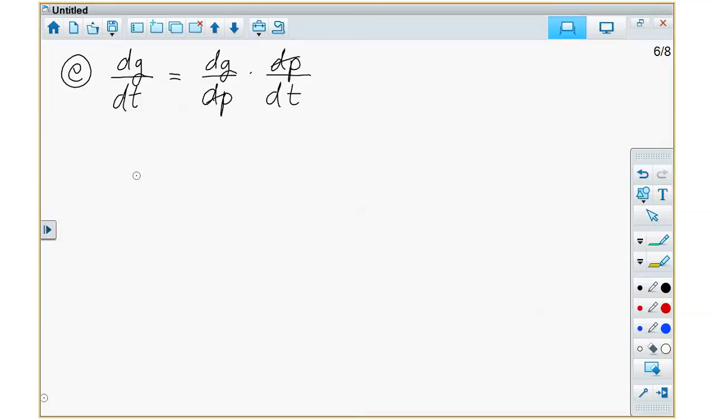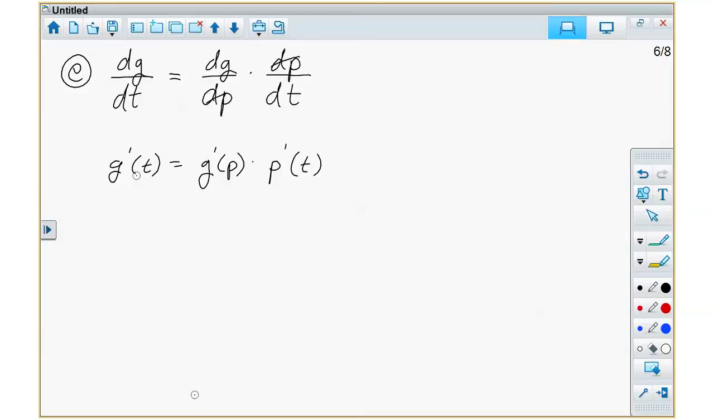D of G over D of T. So to put it in layman's terms, G prime of T is going to be G prime of P times P prime of T. Now, don't we have these? Yes. We have those. We already have them. You don't do anything but multiply them together.